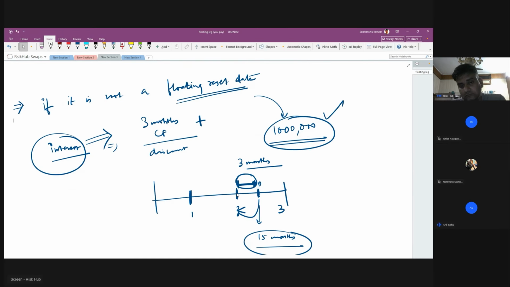Fine, that I understood. Now my question was more from the valuation point of view. When I am saying floating reset, then what the counterparty will receive from the valuation perspective? Because if we are resetting, that means I am not getting any interest component here, right? So then what is the benefit of the counterparty?